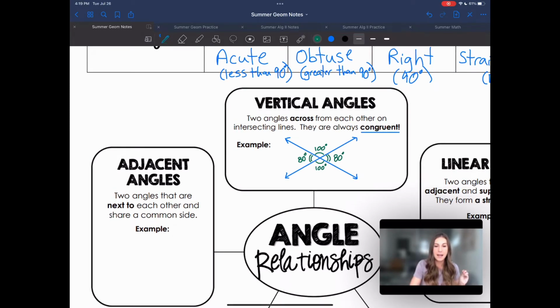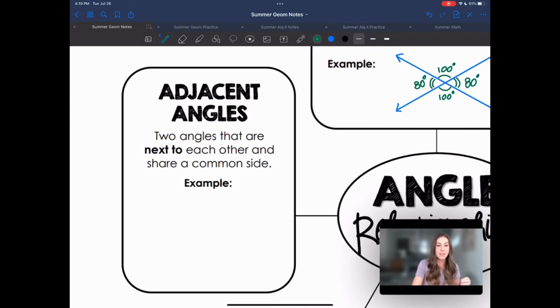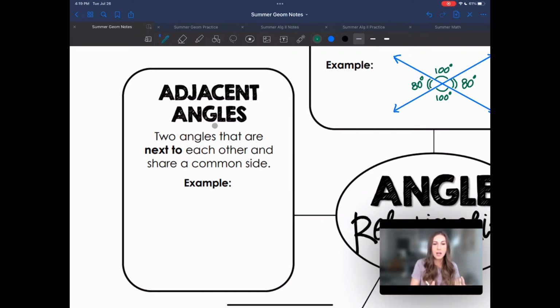After vertical angles, let's talk about adjacent angles. And let's talk about what that word adjacent means. They highlight it right here. They say this is the big part of it: two angles that are next to each other and they share a common side. I use the example that the word adjacent in general just means next to. Like the room I'm in right now is adjacent to the office next to me.